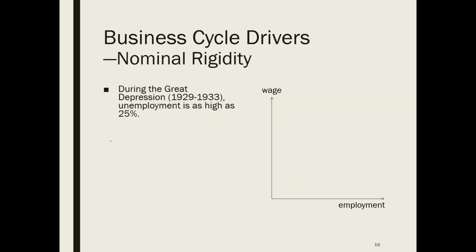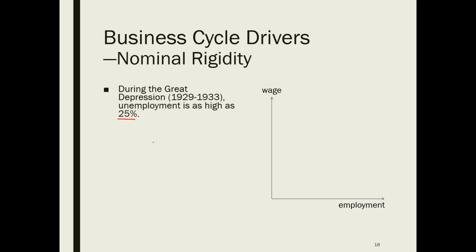This slide briefly illustrates the intuition of how nominal rigidity can exacerbate business cycles in the labor market. The technical details of this type of models will be taught in topic 4. During the Great Depression in the 1930s, the unemployment rate in the UK was as high as 25%. That means 1 in 4 workers could not find a job.